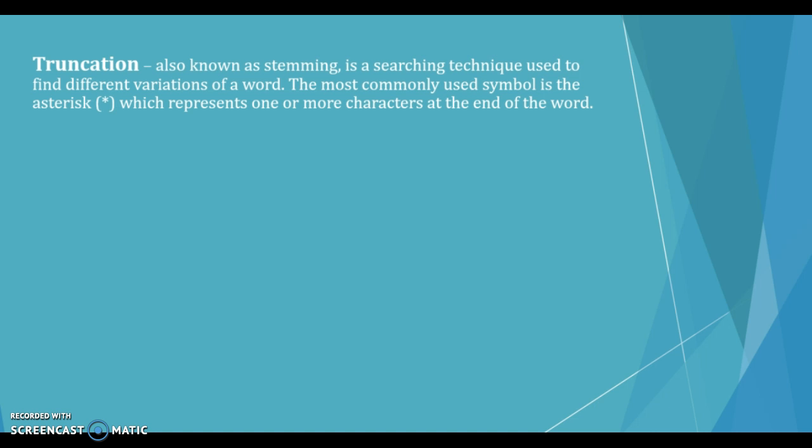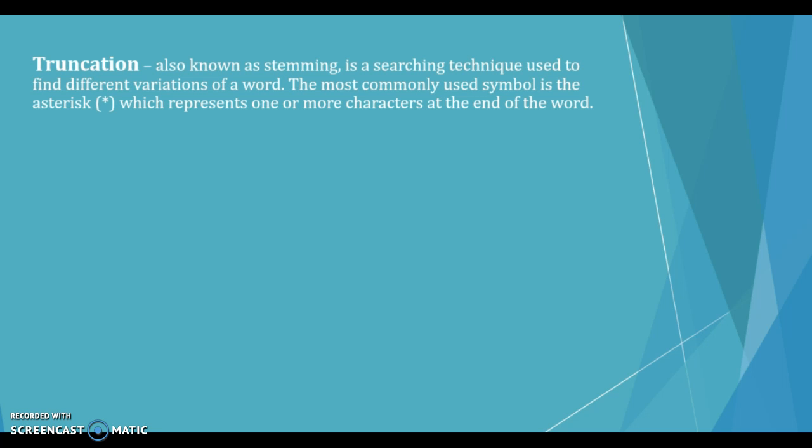According to Brown and Bell, the nearly universal truncation symbol is the asterisk. However, some databases use the question mark or the $ sign to truncate a word stem. For this very reason, it is imperative that the searcher refers to the Help or Search Tips information tab of the database he or she intends to use to ensure that the correct symbol is utilized.